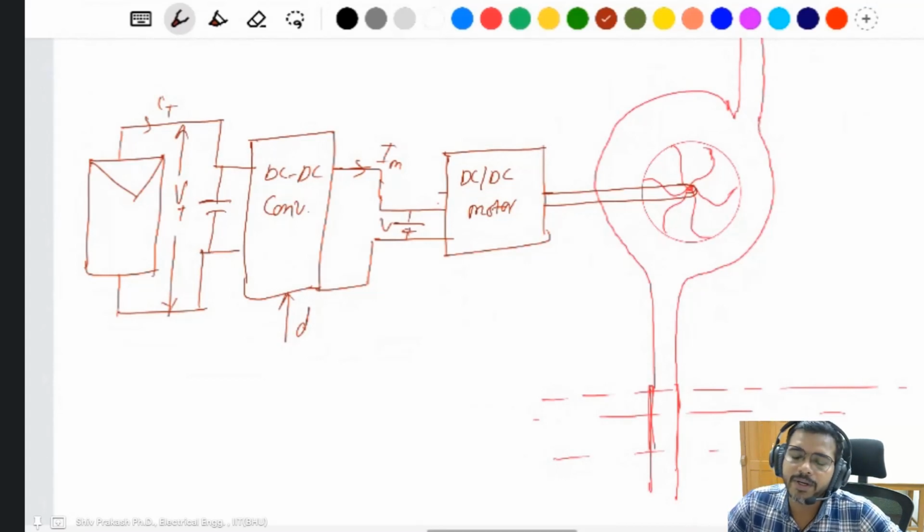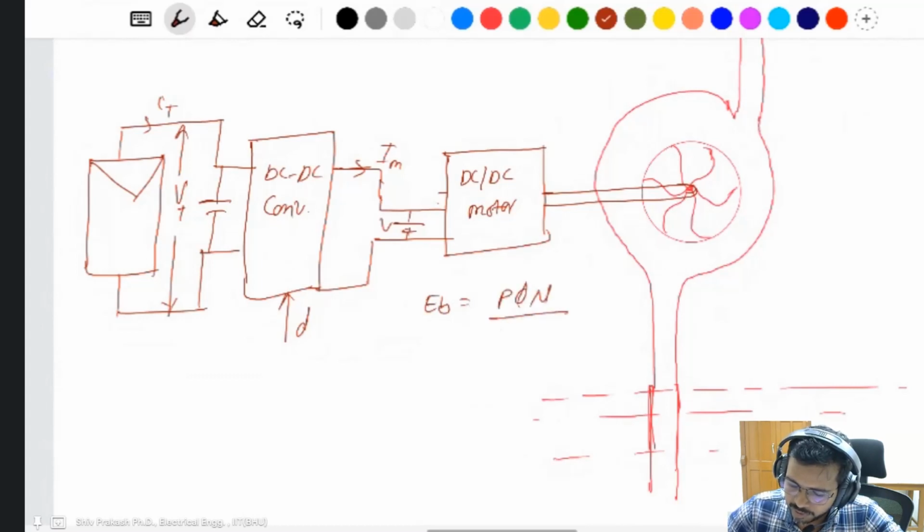Here you can use MPPT also, because the output voltage is directly proportional to the speed of the motor. If you use a DC motor, this is a DC shunt motor. We know about Eb equals PφNZ by 60A. Then Eb is directly proportional to N, the speed of the motor.